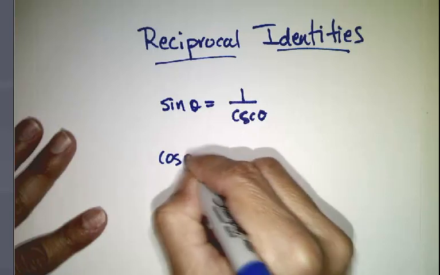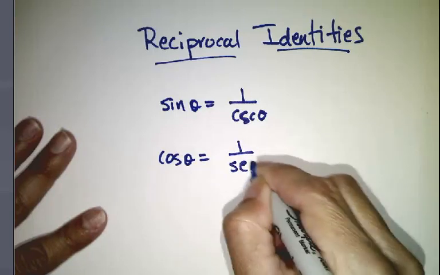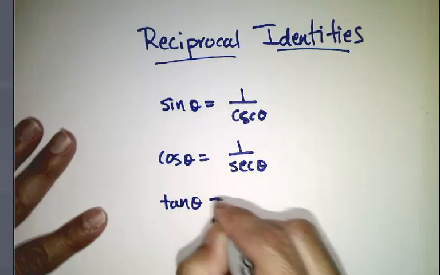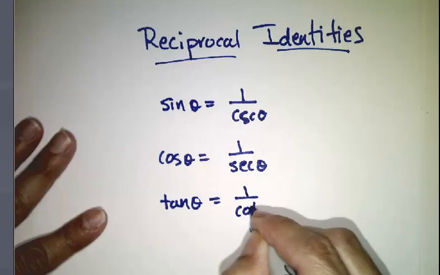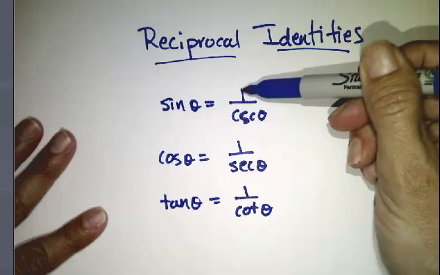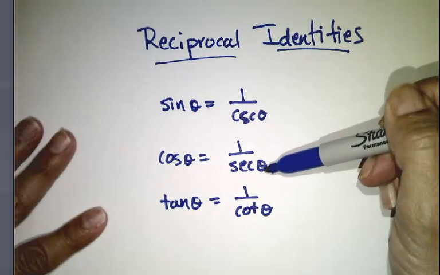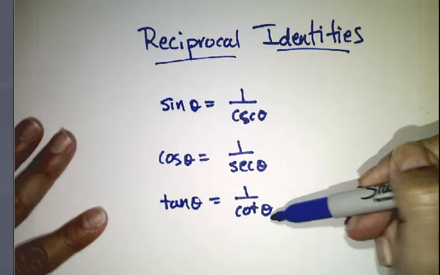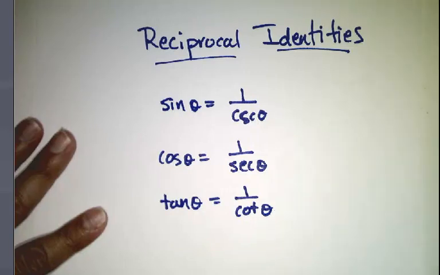Cosine of theta is equal to 1 over secant of theta, and tangent of theta equals 1 over cotangent of theta. Likewise, cosecant of theta equals 1 over sine theta, secant theta equals 1 over cosine of theta, and cotangent theta equals 1 over tangent of theta.